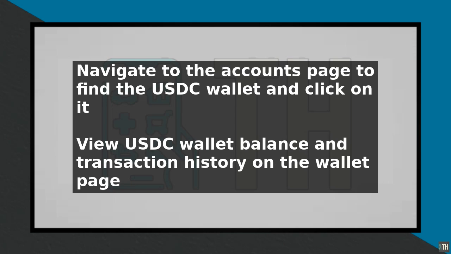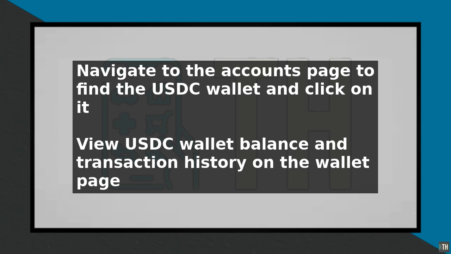Next, click on the Receive button. This will display your USDC wallet address, which is a unique string of characters that identifies your wallet. You can also view the QR code associated with your wallet address, which can be used to quickly share your address with others. To receive USDC, you need to share your wallet address with the person or entity sending you the funds. You can copy and paste the wallet address or share the QR code.